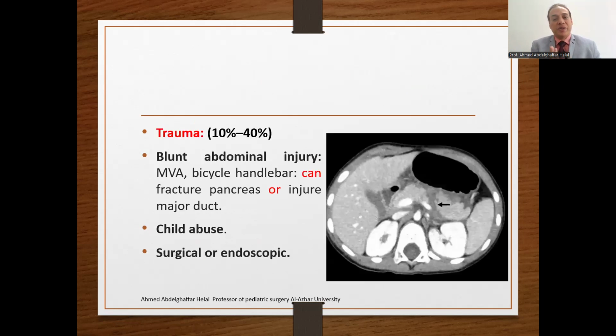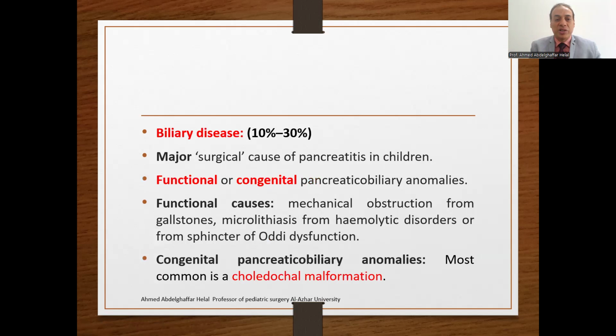As we see here in this imaging, the pancreas lies opposite the lumbar vertebrae, so any trauma could result in fracture of the pancreas and disruption of the duct, as we see here, with release of the enzymes. Also, some authors claim child abuse in cases with unclear history and abdominal pain. It may also follow surgical or endoscopic intervention.